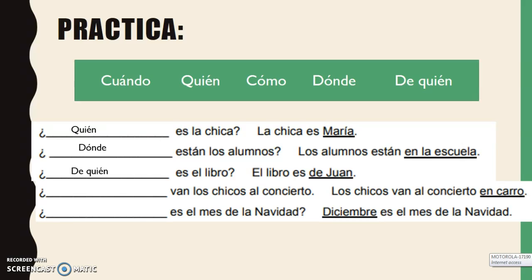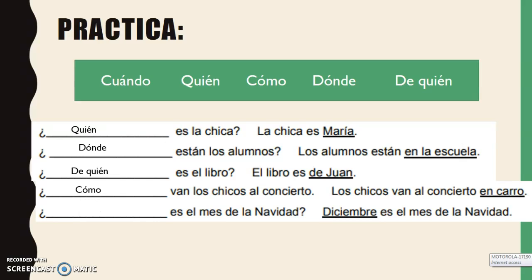Los chicos van a concierto en carro. Remember that carro is a car. That's one of our cognate words. We're saying that the boys are going to the concert in the car. So our question here would be like, how are they going? How are they getting there? And we know that how is como.